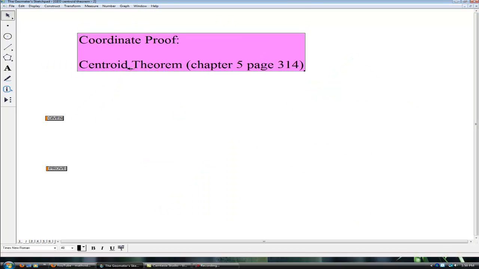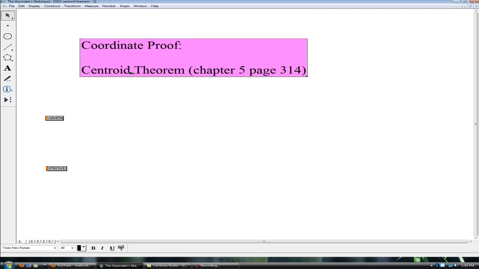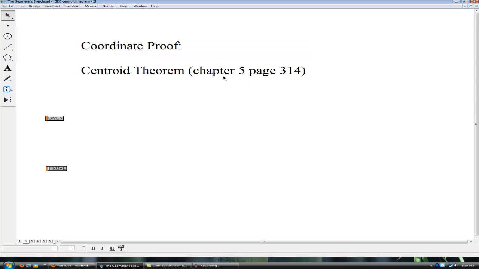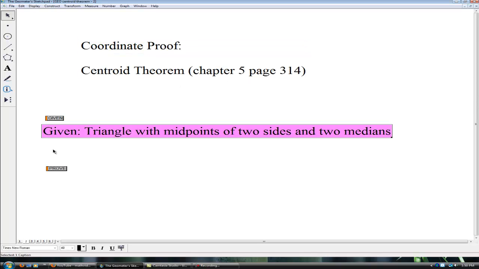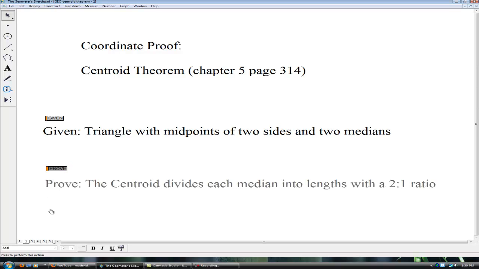The proof we'll be completing in this video is the centroid theorem, which is on page 314 of chapter 5. What we're given is a triangle with midpoints of two sides and then two medians constructed. And we want to prove that the centroid divides each median into lengths with a 2-to-1 ratio.